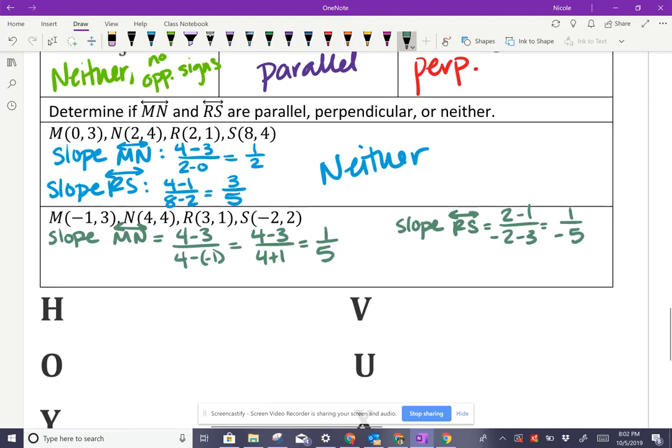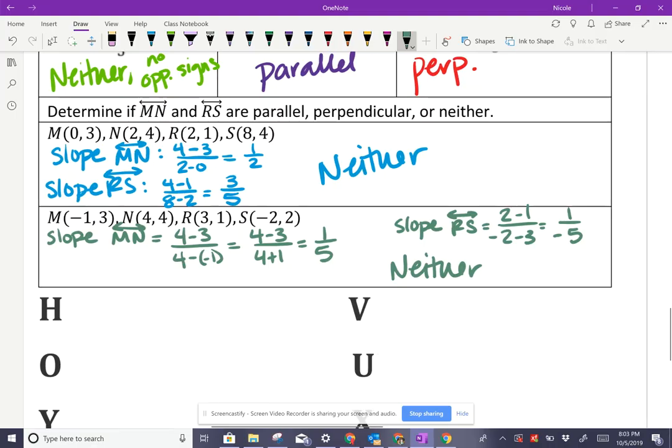So we have opposite signs, but do we have opposite or flipped fractions, or the reciprocal? We do not. So these are also neither. So don't get stuck on just the fact, oh, they do have opposite signs, they must be perpendicular, or they are fractions and they look similar. No, they have to be flipped of each other and have opposite signs.